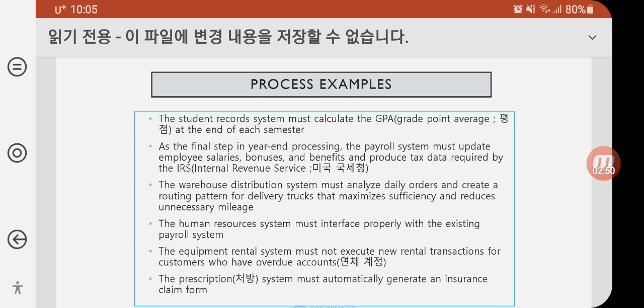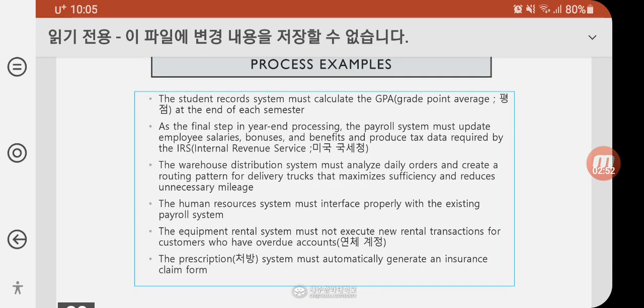And then processing examples. The student record system must calculate the GPA at the end of each semester. As the final step in year-end processing, the payroll system must update employee salaries, bonuses, and benefits, and produce tax data required by the IRS.